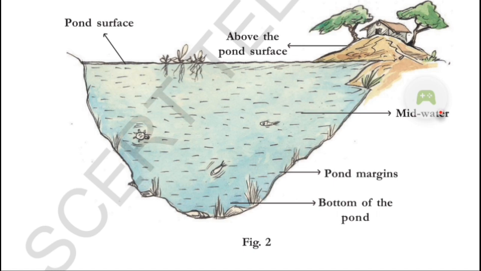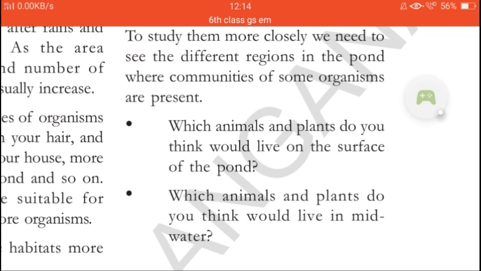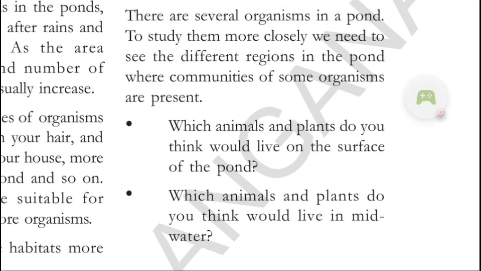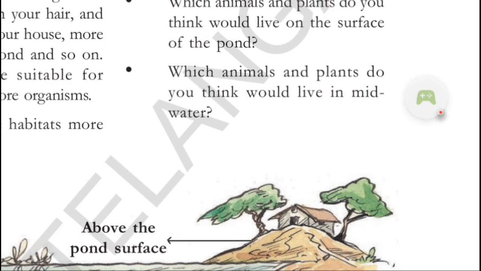So students, you can see this pond as a habitat. Please draw the diagram of this pond as a habitat, and mention the names given to the parts of the pond, like pond surface, above the pond surface, mid water, pond margins, bottom of the pond, etc. Please make it as homework and note it in your notes, students. Some questions are asked here related to this pond. Try to answer those questions. Which animals and plants do you think would live on the surface of the pond? And which animals and plants do you think would live in the mid water?